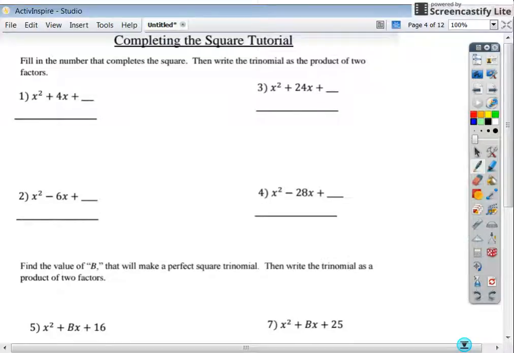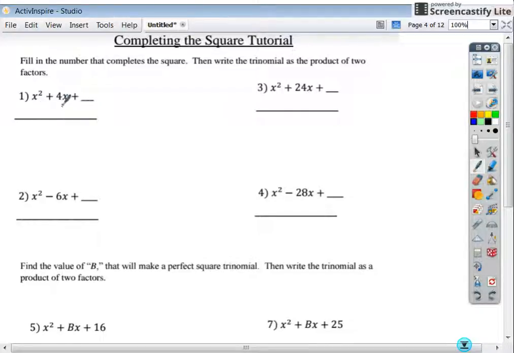So in this tutorial, we're going to learn how to complete the square, and then also how to find the number that goes in front of x if you know what the square is at the end. So taking a look at number 1 here, we've got x squared plus 4x plus something.